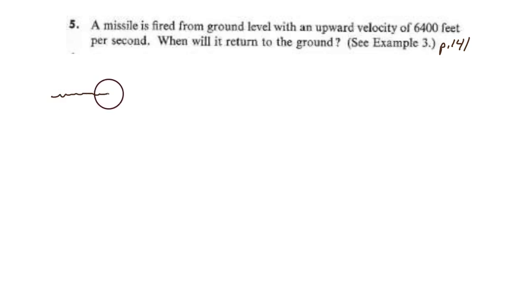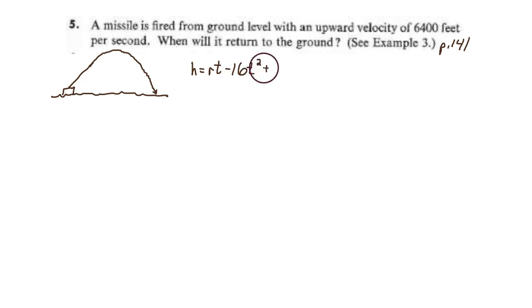Here's a quick sketch of the situation. If this is the ground, and this is a missile launcher, and a missile is fired upwards in this direction, gravity will cause it to slow down and eventually fall back to the earth. From the side, the shape of that trajectory is called a parabola. The math formula that we need is h equals r times t minus 16t squared plus k, where the letter h represents the height of the missile at any time put in for t, and the letter k represents the initial height of the missile.